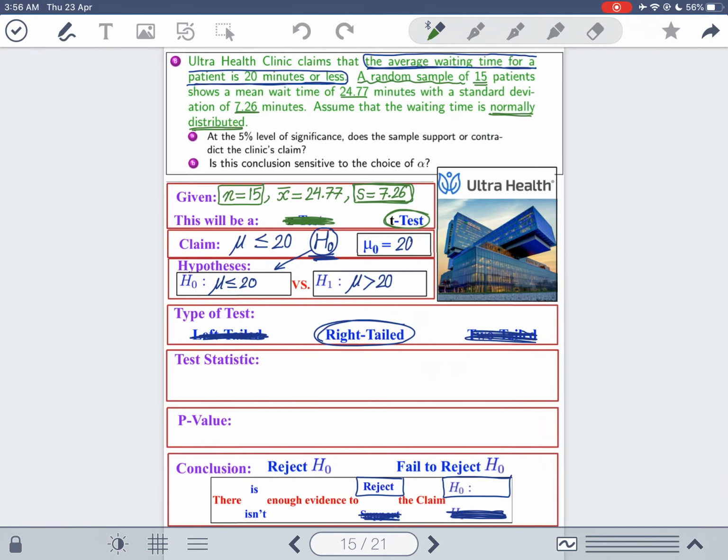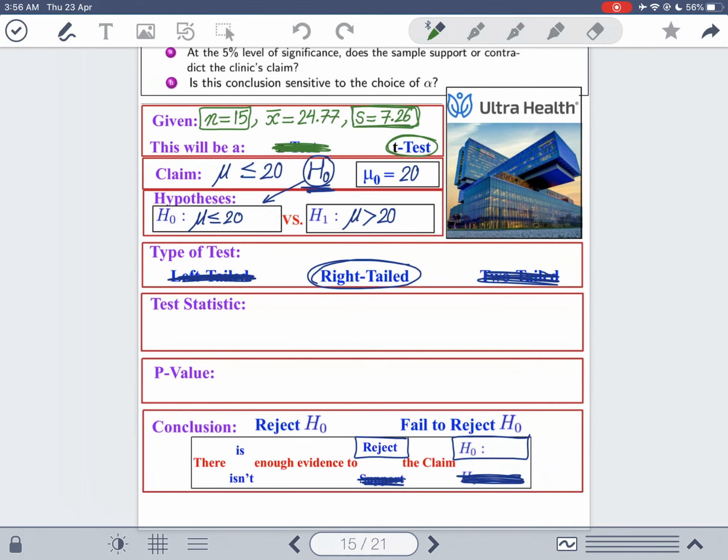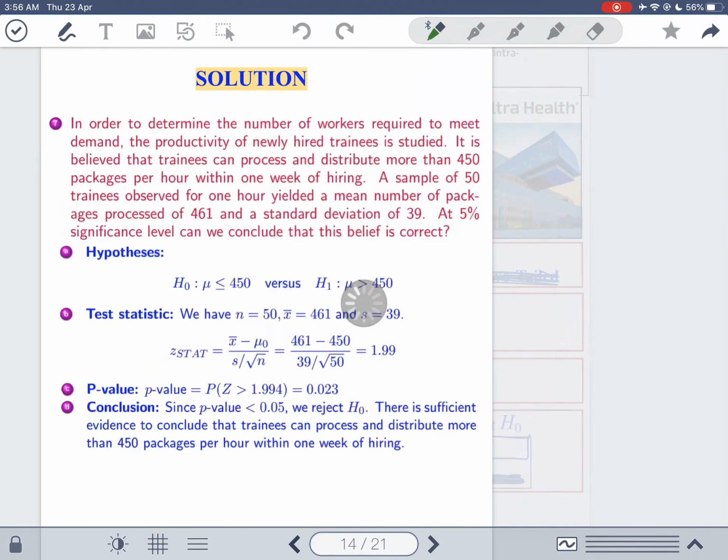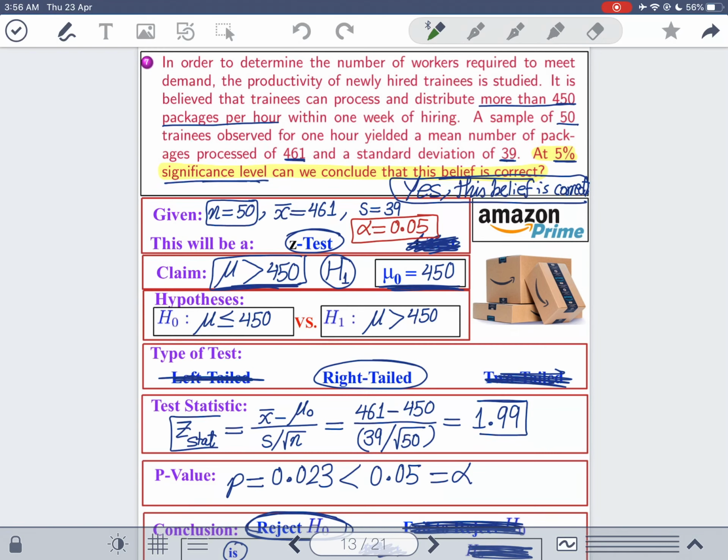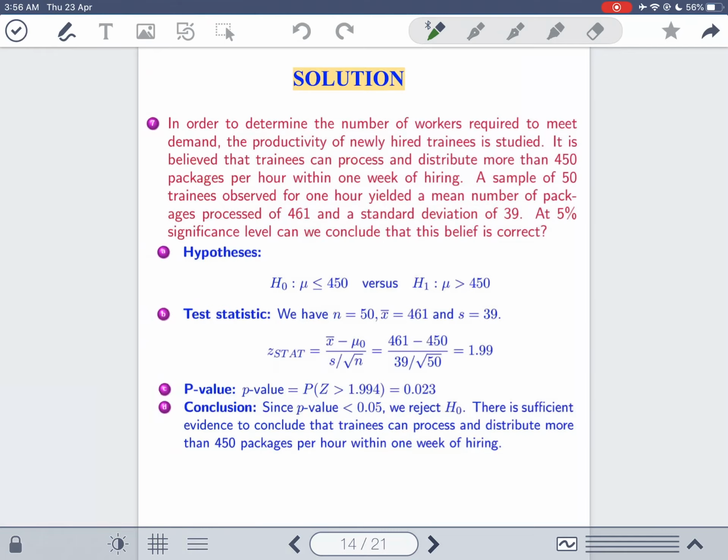And now we will write the test statistic. It will be a t, so t stat is equal. The previous one was also a t, yes? The previous one, no, it was a big sample size, but they didn't tell us it was normal. And sigma was not known. We had the sample standard deviation.